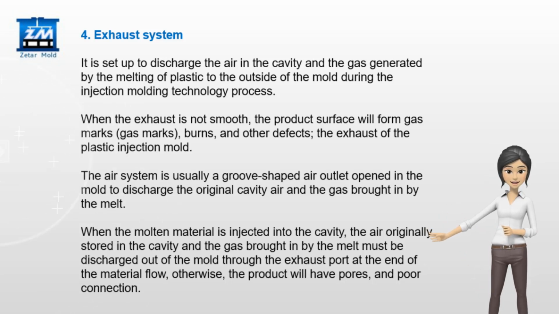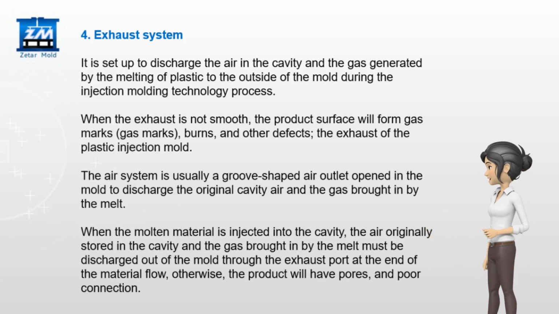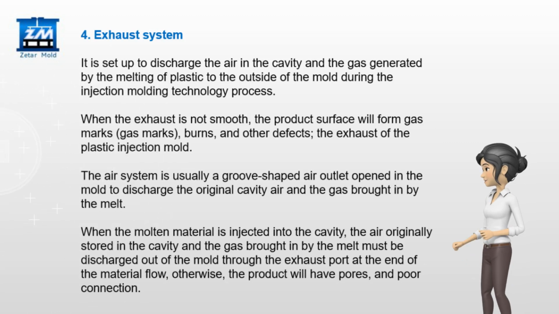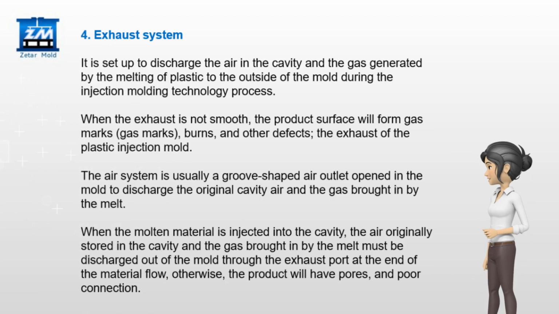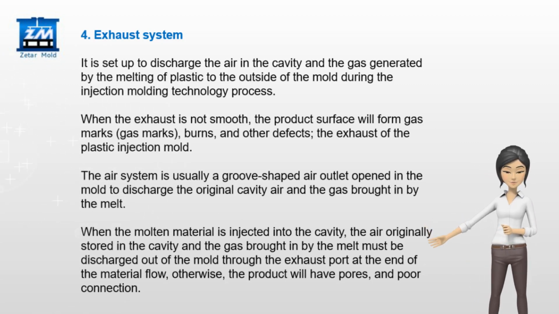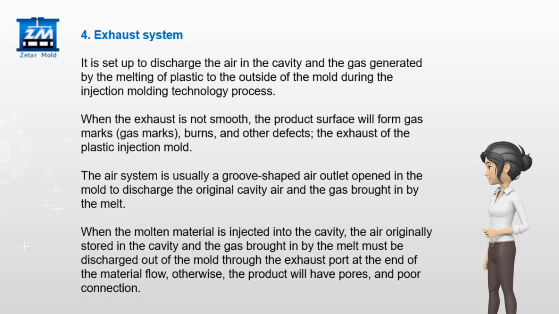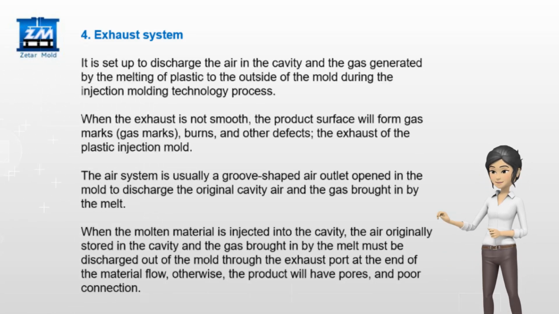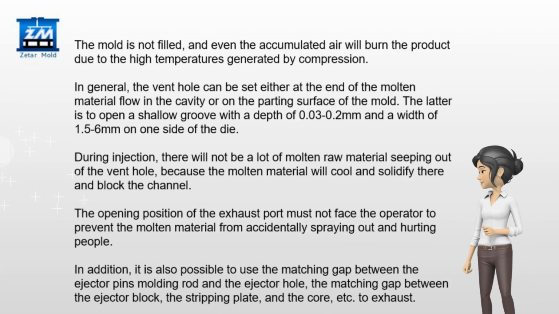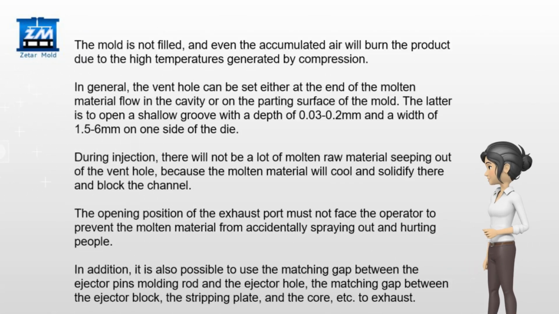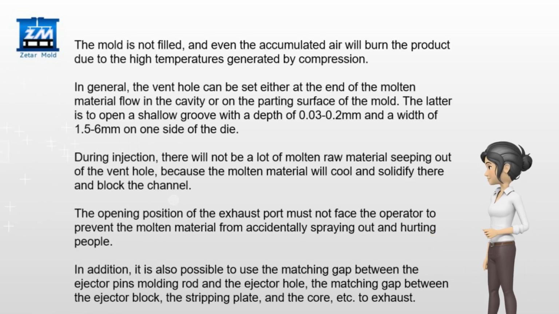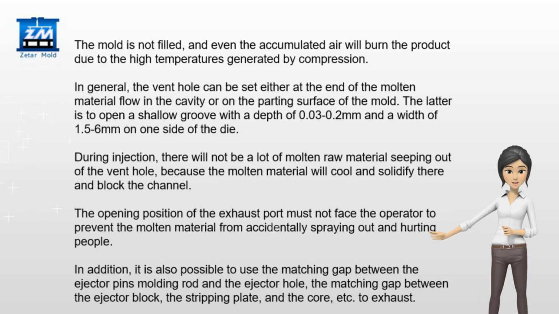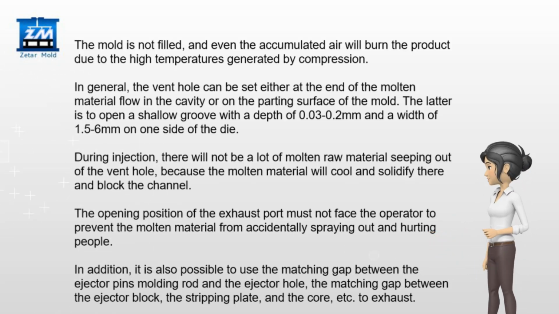When the molten material is injected into the cavity, the air originally stored in the cavity and the gas brought in by the melt must be discharged out of the mold through the exhaust port at the end of the material flow. Otherwise, the product will have pores and poor connection, the mold is not filled, and even the accumulated air will burn the product due to the high temperatures generated by compression. In general, the vent hole can be set either at the end of the molten material flow in the cavity or on the parting surface of the mold.